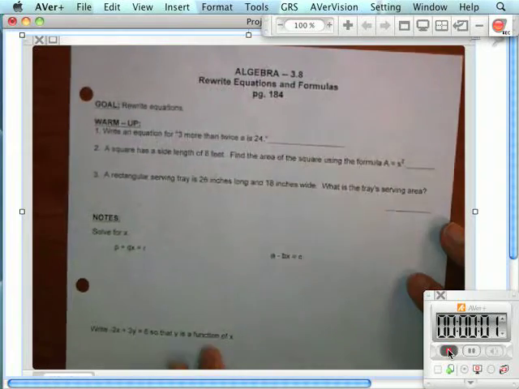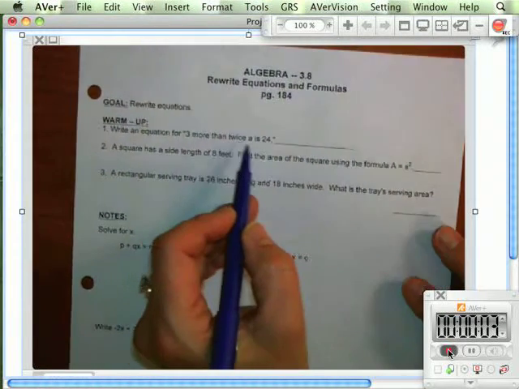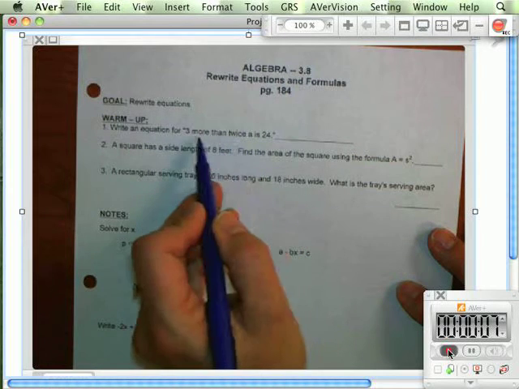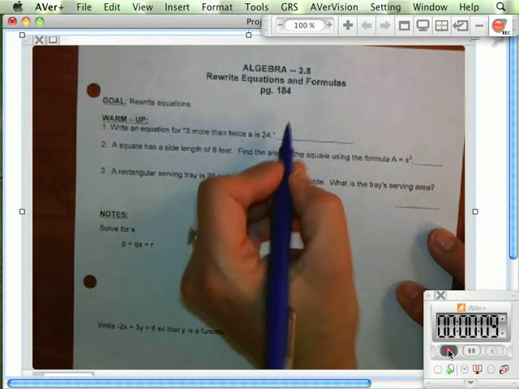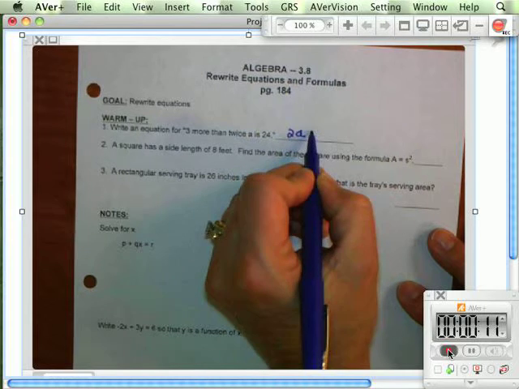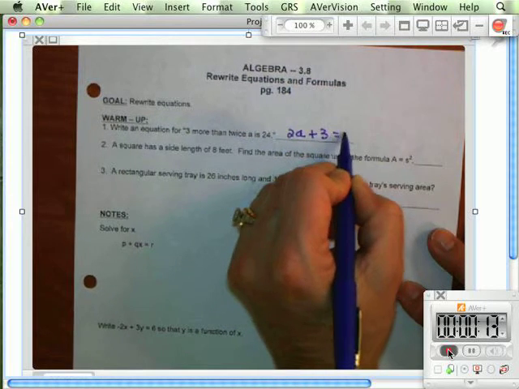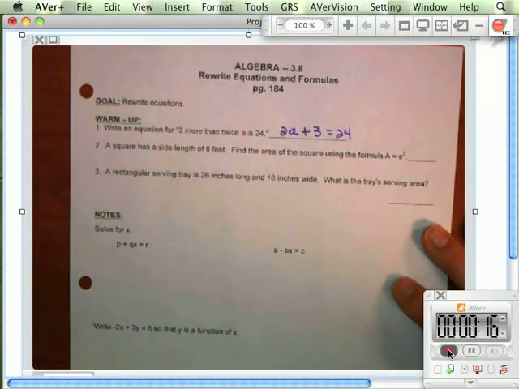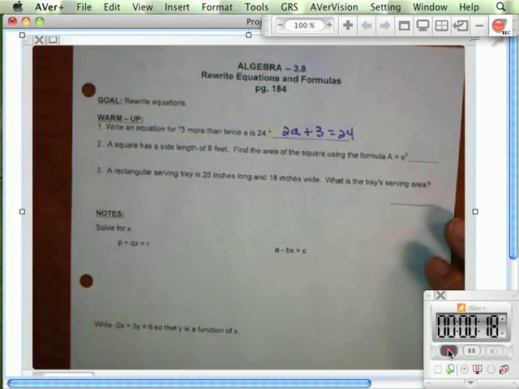Okay, write an equation for 3 more than twice A. 3 more than twice A is 24. So twice A would be like this, plus 3 equals 24. Okay, 2 times A plus 3 is 24.